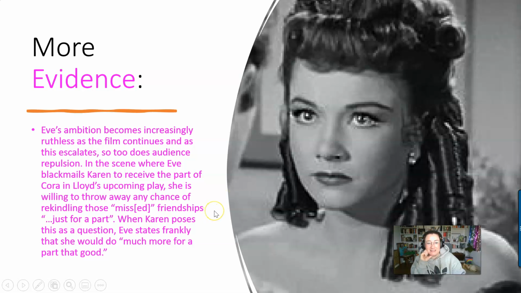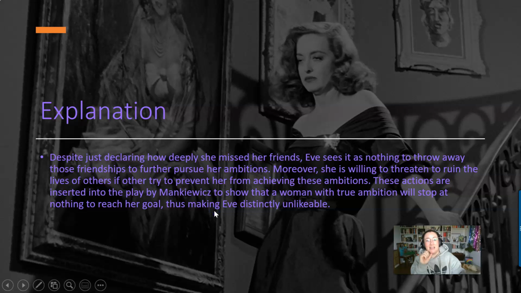So that's my evidence. Now let's go to explanation. Explanation. Despite declaring how deeply she missed her friends, Eve sees it as nothing to throw away these friendships to pursue her further ambitions. Moreover, she is willing to threaten to ruin the lives of others if they try to prevent her from achieving these ambitions. These actions are inserted into the play by Mankiewicz to show that a woman with true ambition will stop at nothing to reach her goal, thus making Eve distinctly unlikable.